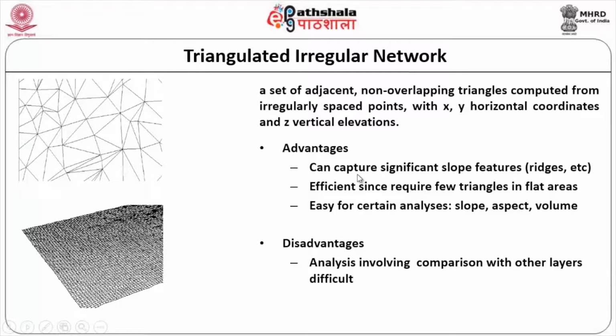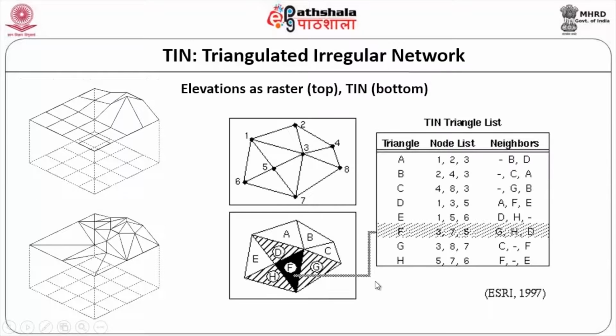But the only disadvantage is that you cannot analyze or compare it with other layers, it becomes very difficult. But you can overlay that. A TIN can be overlaid on other feature layers like this, but it cannot be used for analysis. What does it do? How do you get that? You can see that elevation is shown as raster data at the top here. At the bottom you have the TIN, how it is divided into n number of cells.